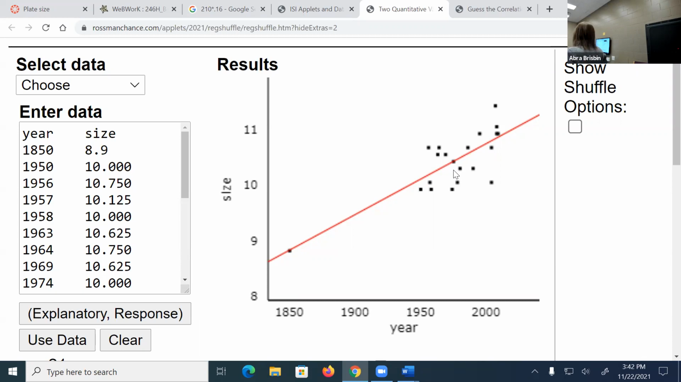Or you could have a data point that's the opposite. That would be an outlier in terms of the trend, but not an outlier in terms of the variables separately. So that would be like if we had a data point right here, like 1970 with a size of 11. That would be in the middle of the data for the year and in the middle of the data for the size, but it would not follow the trend of increasing sizes as years increase.